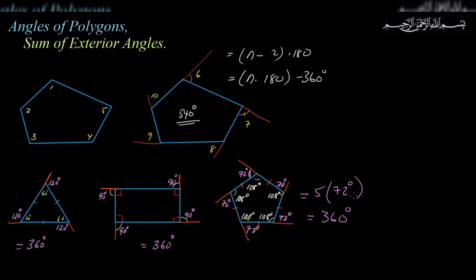That's fascinating. Whether you have a triangle, a quadrilateral, or a pentagon, the sum of all exterior angles is not changing. It's always, at least in these three examples, 360 degrees. So is it possible that the sum of exterior angles is always 360 degrees? And indeed, it ends up being so. Can we prove it? That's what we shall try to do next.